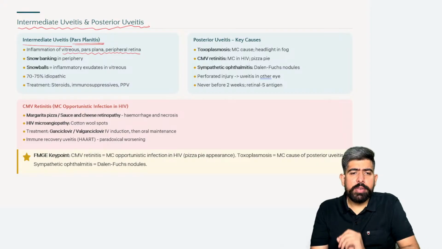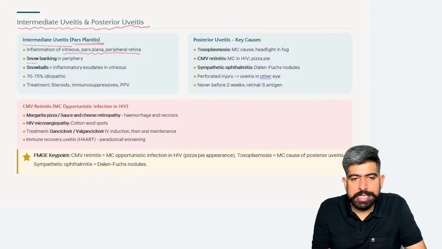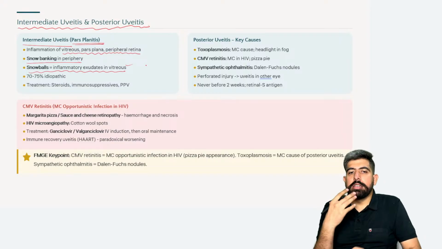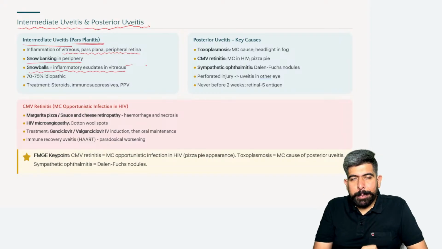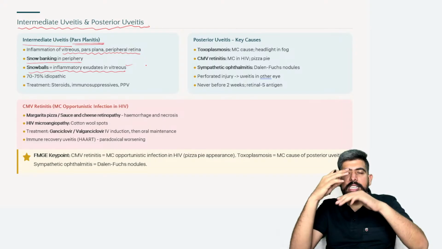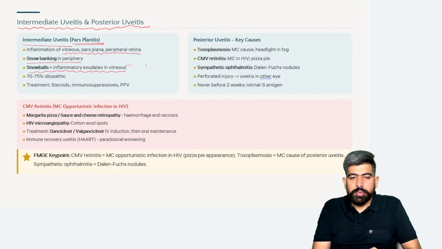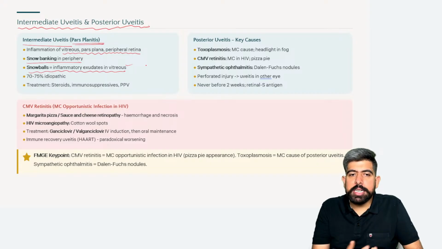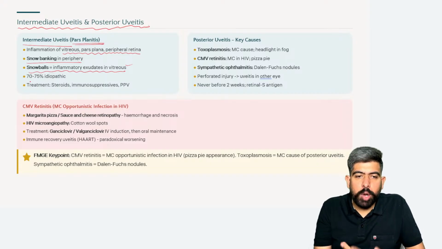Now, moving forward for the next, there will be snow banking seen in the periphery, and the snowballs will be the inflammatory exudate in the vitreous. The patient is having a snowball appearance, like the patient is saying they see something like snowballs. So what is this? This is the inflammatory exudates which is floating in the vitreous. Vitreous should be transparent for the vision.